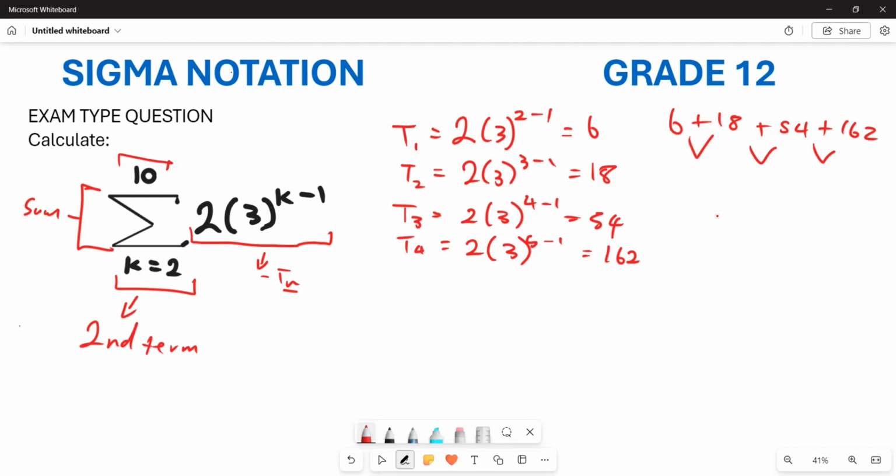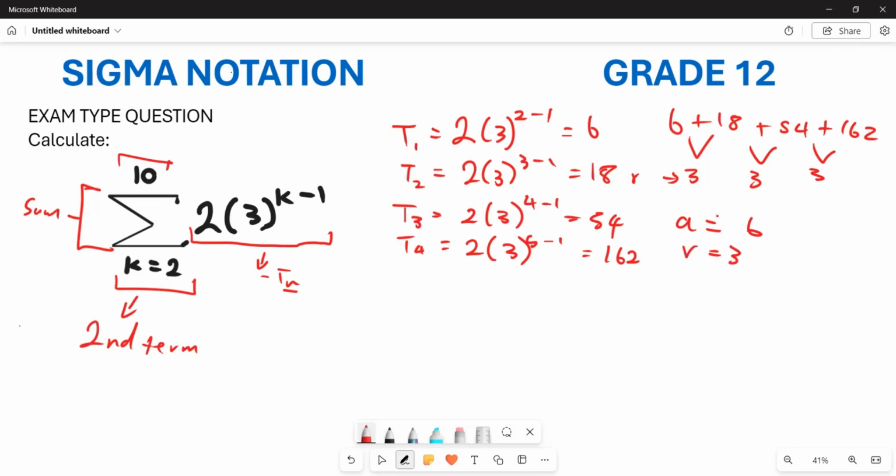So you are going to find the value of your R. Here, 18 divided by 6 is 3. 54 divided by 18 is 3. And 162 divided by 54 is 3, which means the value of your R here is 3. Now that you found that, you are going to come back. The value of your A, you already know, is 6. The value of your R is 3. Now you can solve this.